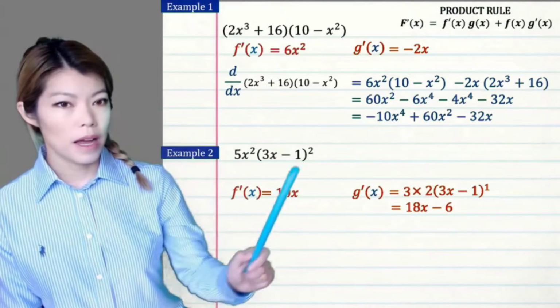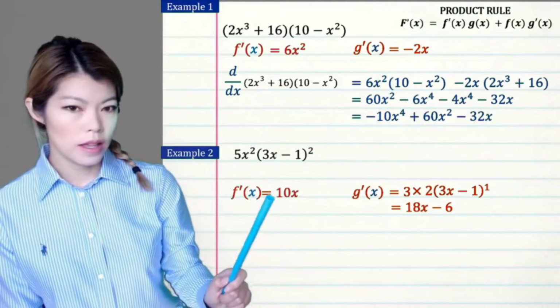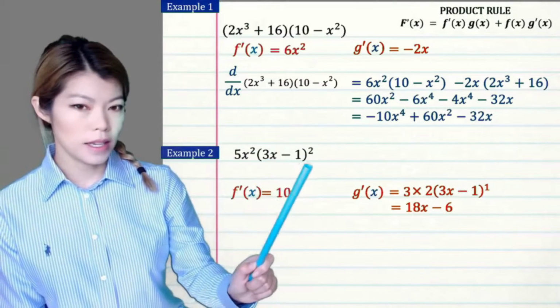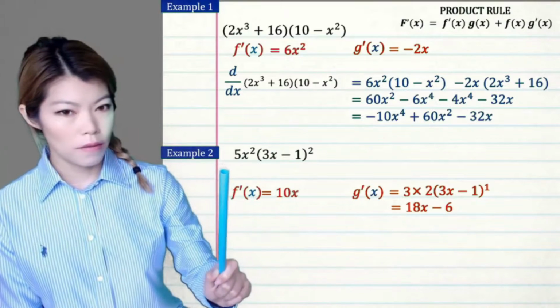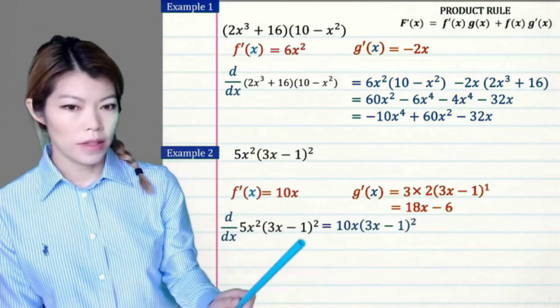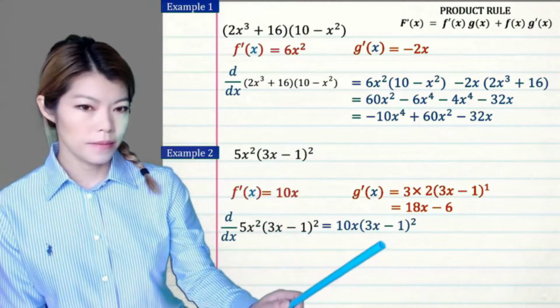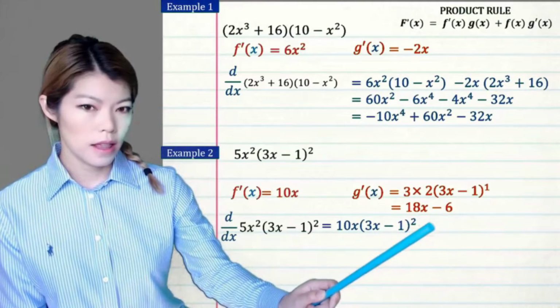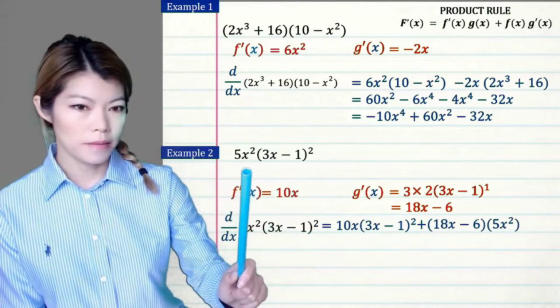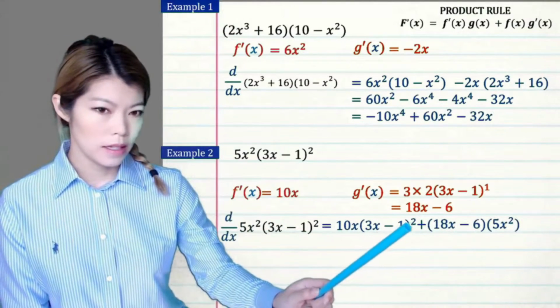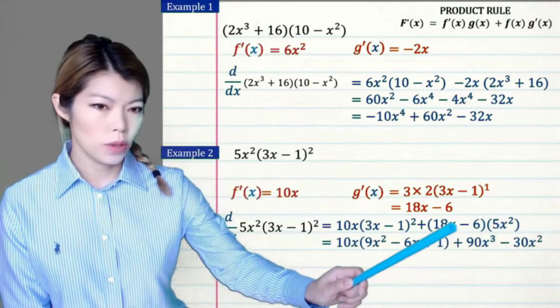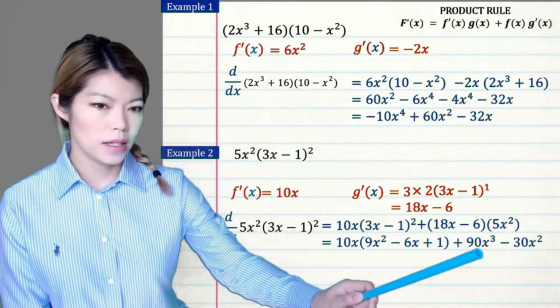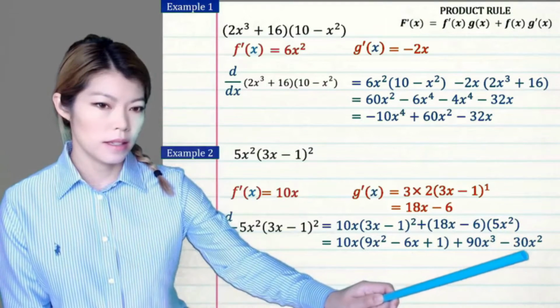So now we can apply the product rule, so the derivative of the first part times the second part, and the derivative of the second part times the first part. So now we can write that out, so that times that, and then plus this times that. Then we can expand. Notice it's a quadratic, so we'll expand that first, and we just multiply through those two. So 5 times 18 is 90, and 5 times 6 is 30.